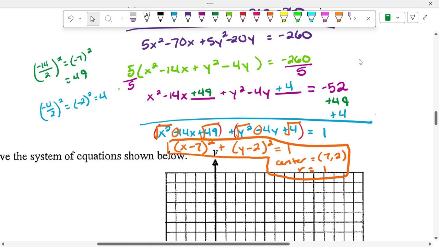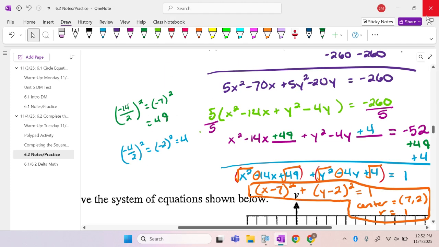All right. So that's it for today. So your assignment: there's a 6.1, 6.2 Delta Math that covers what we did today and yesterday, and you also need to finish that completing the square Delta Math if you did not do so already. It's a classwork grade.